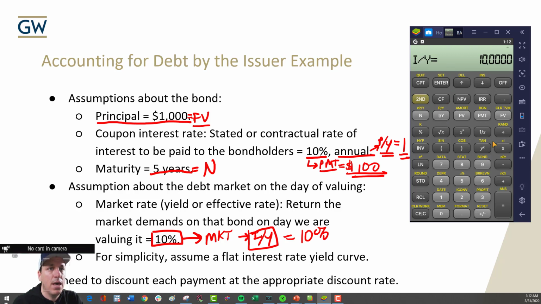All right. Then next we got to find out the number of periods. The number of periods is 5. So we hit 5 and then N, and then we're done. And so we go second quit. Now we've done all of the buttons here, and we're trying to figure out the present value.